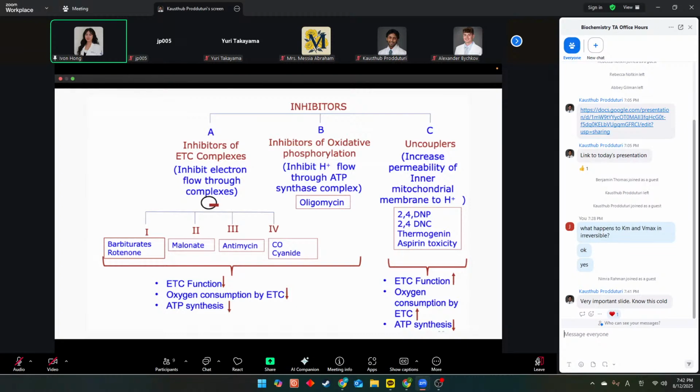So the main importance of this slide: know all the drugs that are listed on here, just know this slide in general, and then relate it back to the function. In terms of inhibitors, ETC function decreasing, oxygen consumption decreasing, ATP synthesis decreasing. Uncoupler is essentially the opposite, but you're still having that decreased ATP synthesis. So very important slide.